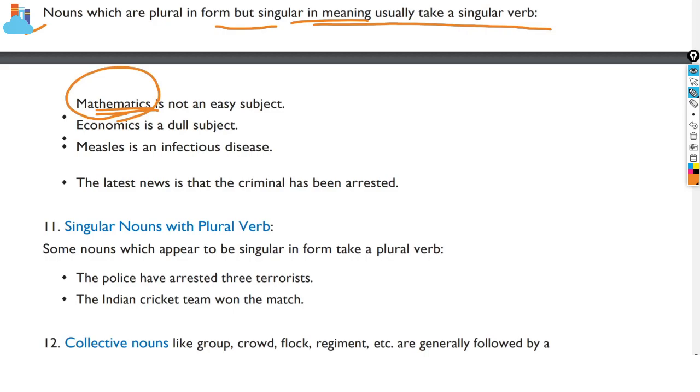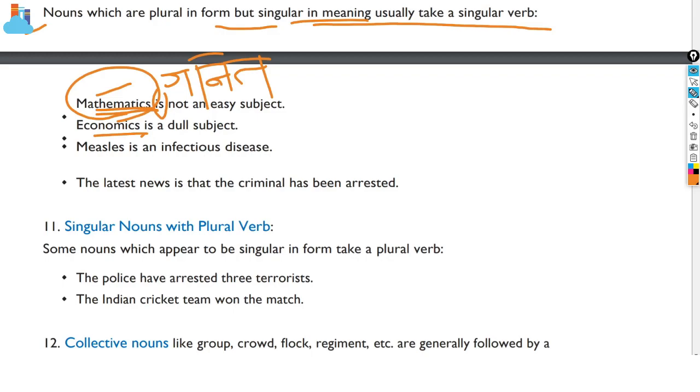Mathematics, a branch of study where you do calculation, गणित. Mathematics means a subject. Therefore, this will be singular. Therefore, mathematics is not an easy subject. Mathematics are not an easy subject, this will be wrong. Economics also is a subject. Economics is a dull subject, a dull subject, not having any interest.